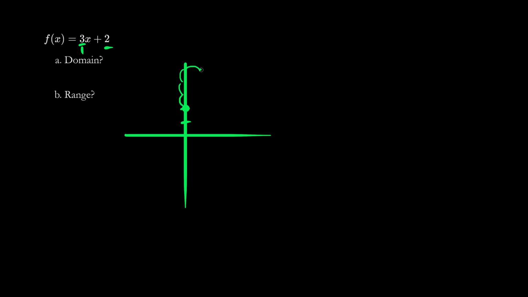Let's find the domain of this line. Y, or f of x, is equal to 3x plus 2. So to sketch this line, we start at the y-intercept of 2, that's 2 units up. And then we simply think of the slope. Rise over run. 3 up, 1 right. So 1, 2, 3, and 1 to the right.